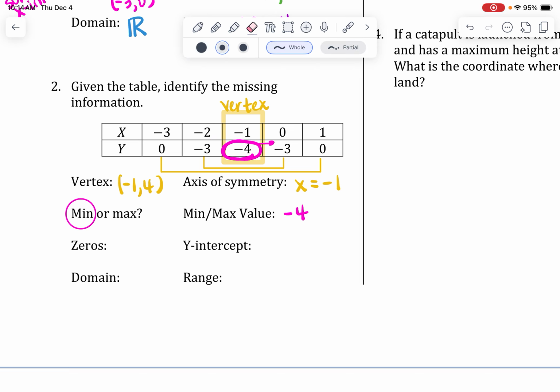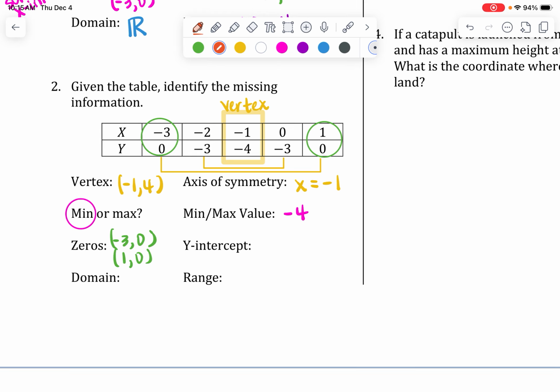All right, then it wants our zeros, which means the solutions, right? So that means we're looking for when y is 0, right? So this guy is a solution, and this guy is a solution, right? And of course, I can confirm that in Desmos. That's exactly where we saw it crossing the x-axis.